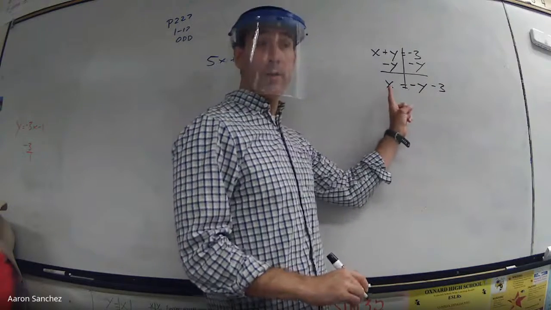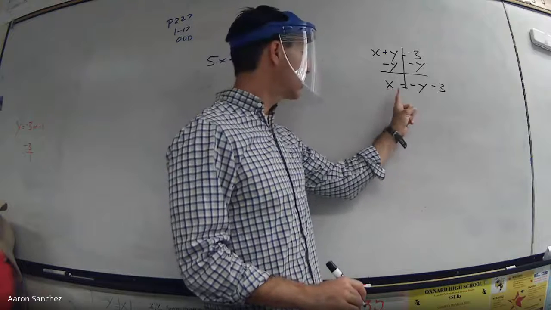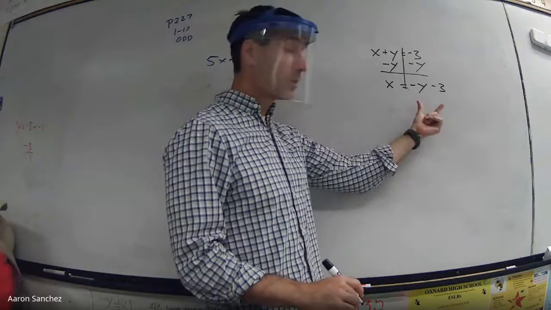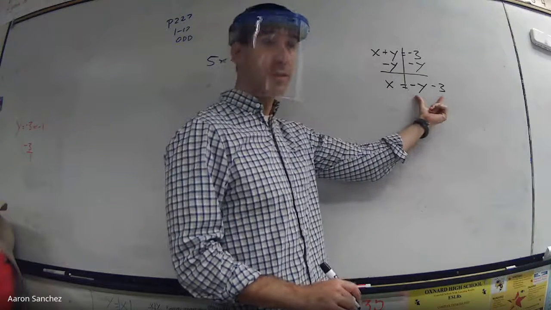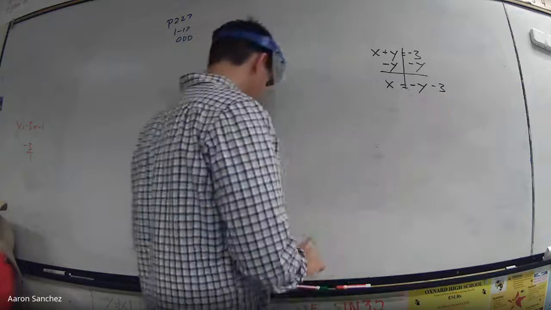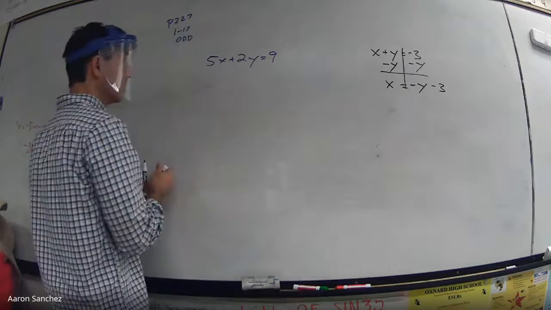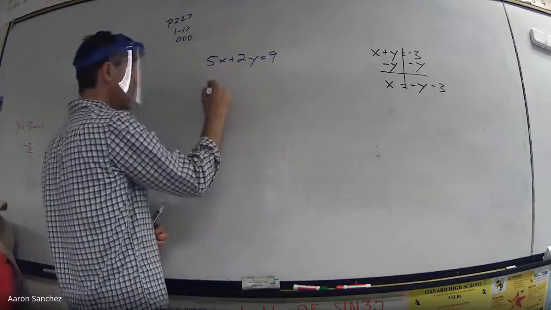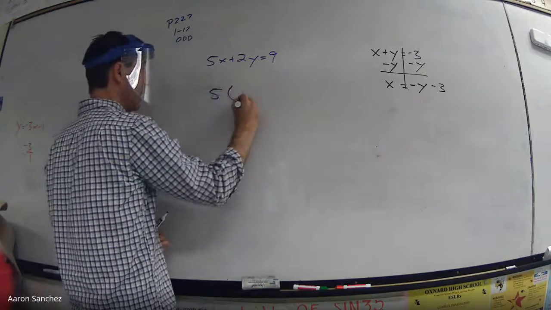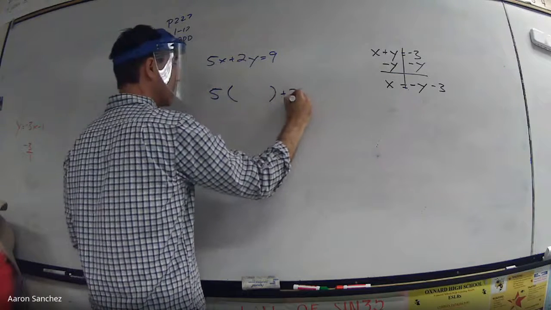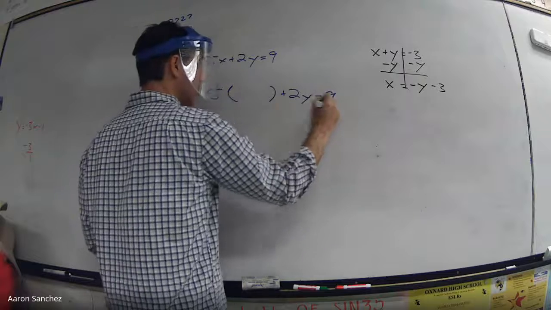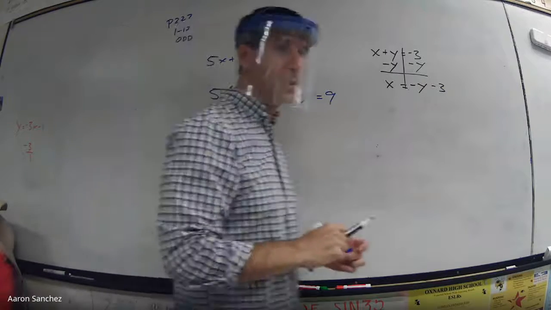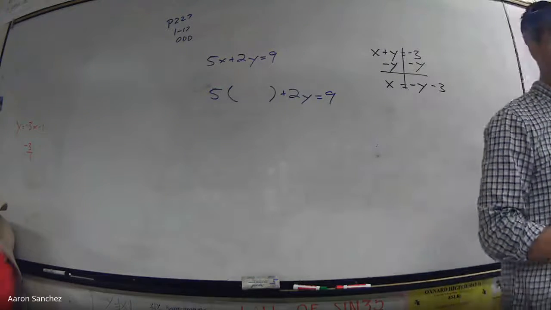Okay. Edgar and Olivia, see, it's x equals, right? So wherever there's an x, I plug this in. Everyone understand that? So I'm going to write this equation. I have an x right here, and an x right there. So let's write it like this: 5, instead of x, we put a blank, plus 2y equals 9. So go ahead and put in there what should go in there, and then we're set to solve it.